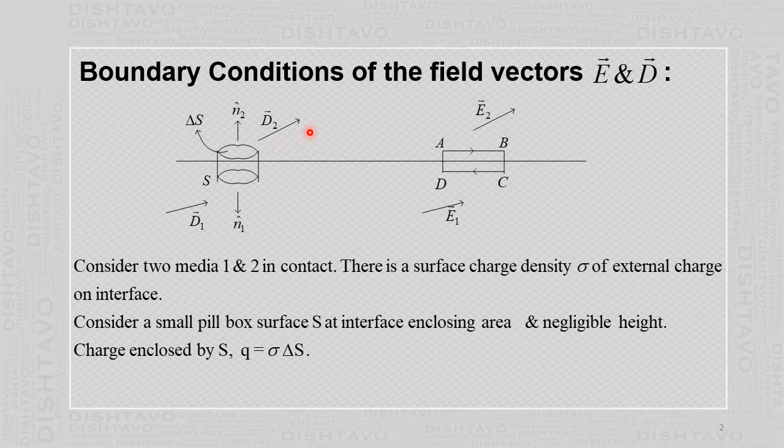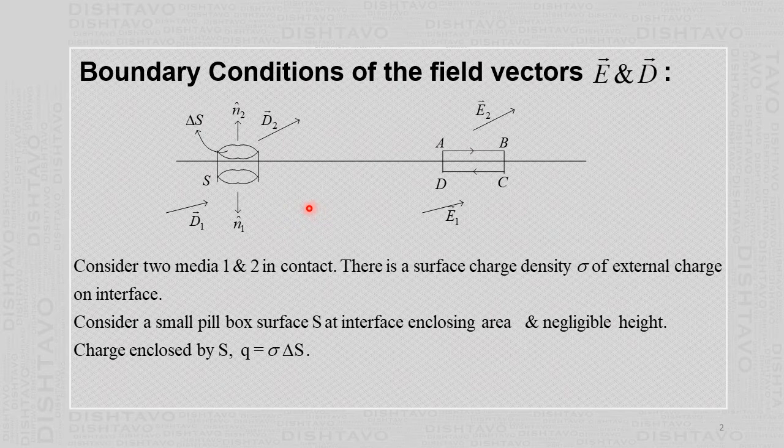Now here the direction of E1 and E2 is different, and the direction of D1 and D2 is different, because they are two different dielectric media. But in the same dielectric, as we have mentioned earlier, for an isotropic dielectric all physical quantities have the same direction. So the direction of vector E1 and vector D1 will be the same, and the direction of vector E2 and vector D2 is the same. But in two different media, the vectors have different directions.